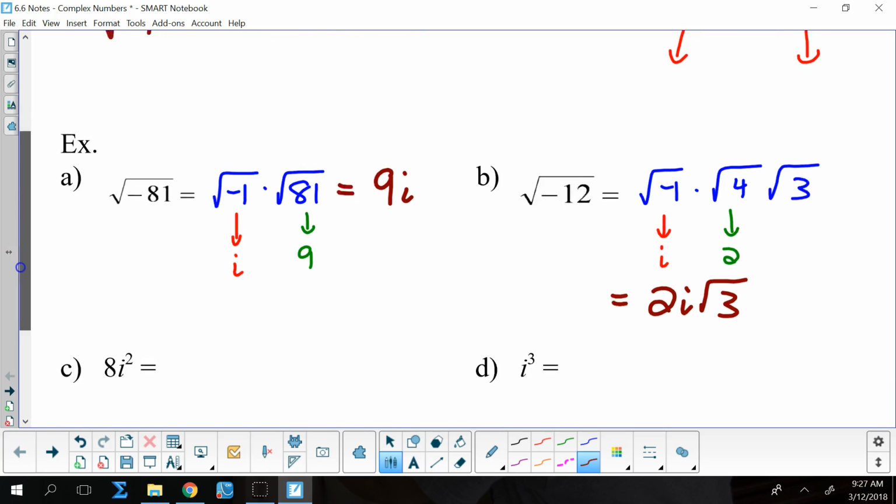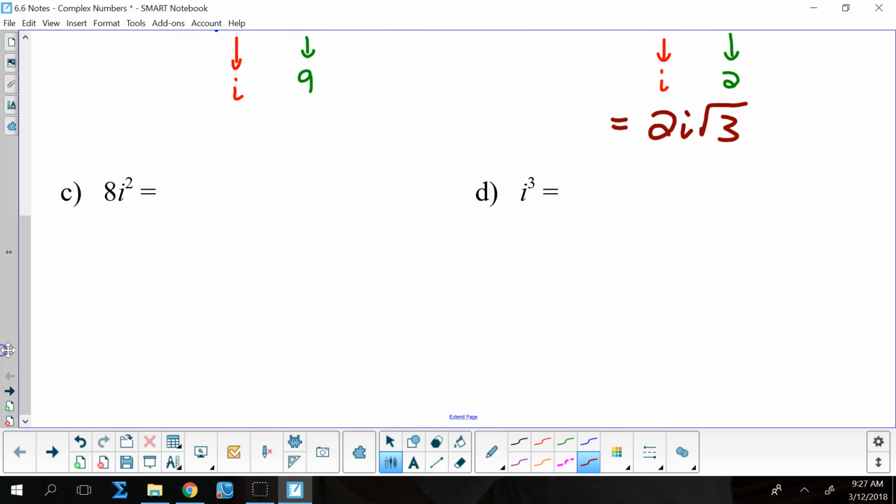What about 8i squared? What would that be then? That'd be 8 times negative 1, which is negative 8. What about i cubed? Can we simplify i cubed? It is not just 1.